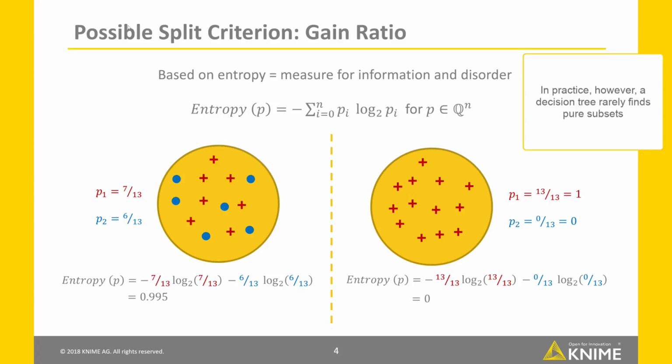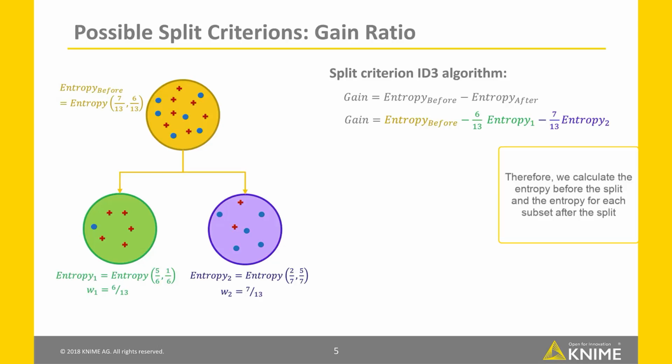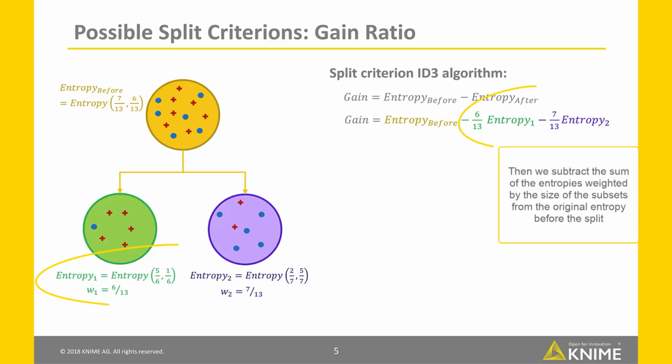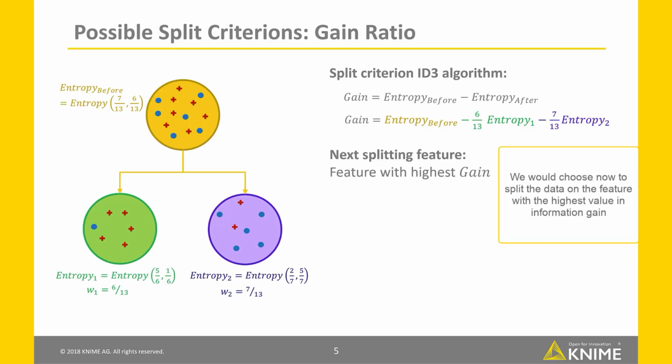In practice, however, a decision tree rarely finds pure subsets, but in general moves towards pure subsets with a lower entropy. To measure how good a feature is for splitting, we measure the difference between the entropy before and after the split. Therefore, we calculate the entropy before the split and the entropy for each subset after the split. Then we subtract the sum of the entropies weighted by the size of the subsets from the original entropy before the split. This measures the gain in information or the reduction in entropy. We would choose now to split the data on the feature with the highest value in information gain, as this leads to the purest subsets.